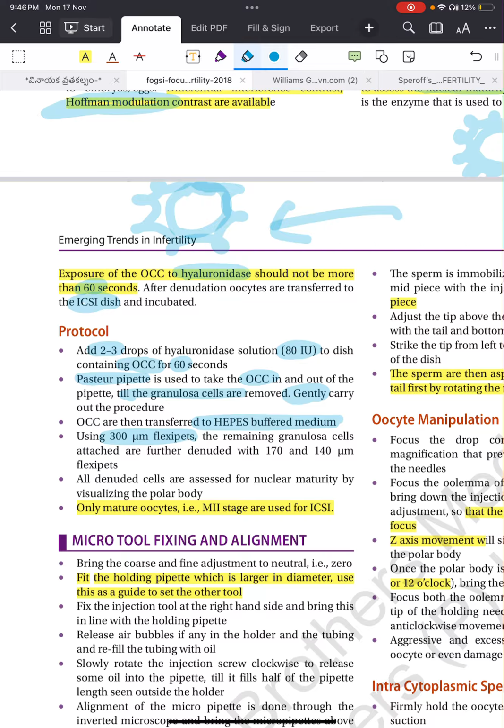We can know whether it is nuclear matured or not by visualizing the polar body. Once meiosis one is completed because of ovulation, we can see one polar body. So visualizing the polar body shows that it is a mature oocyte. Only a mature oocyte, that is the M2 stage, is used for ICSI.